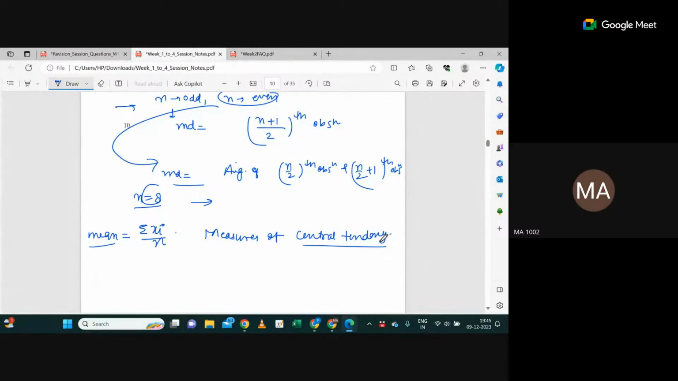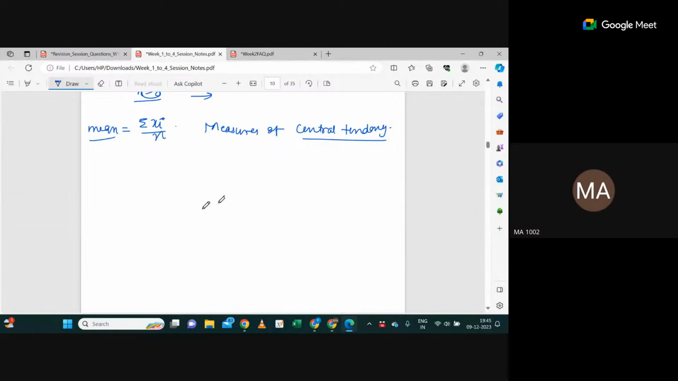Okay, let me take one example to tell you. In which scenario will you prefer the median rather than the mean? Tell me.